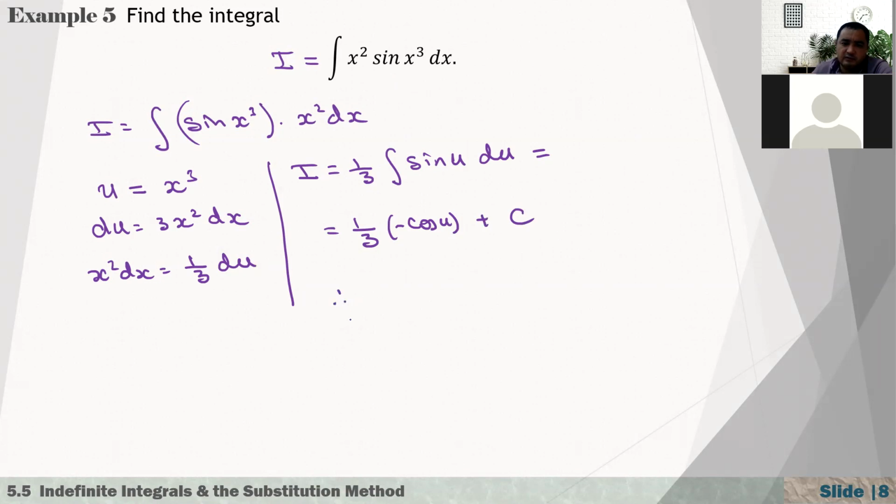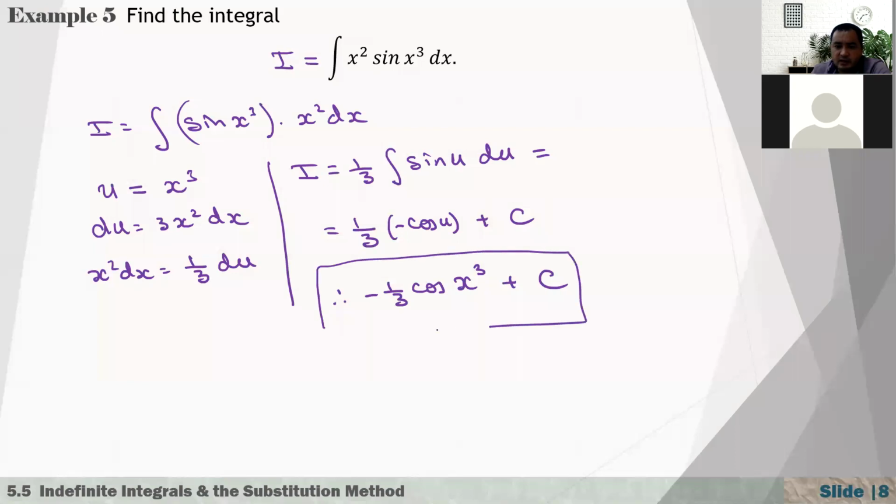So that's equal to minus cosine of u plus c. The answer of this integral is minus 1 over 3 cosine of x cubed. I don't have to put parentheses here. So we have x cubed plus c. And this is how we integrate this with substitution.